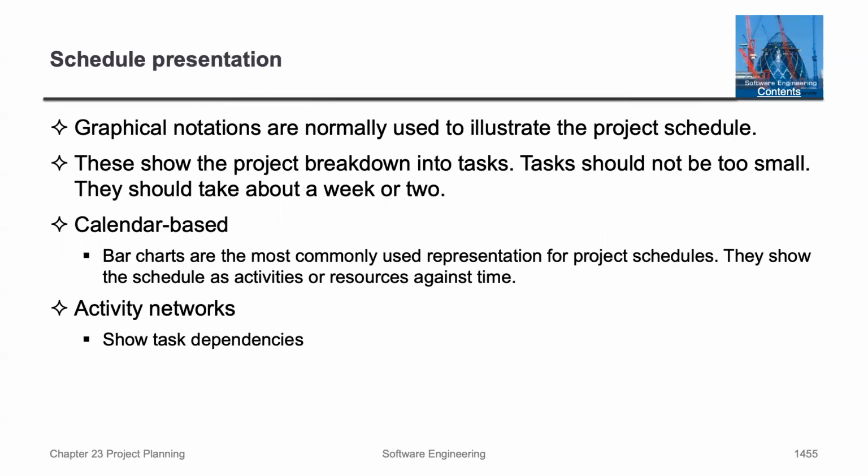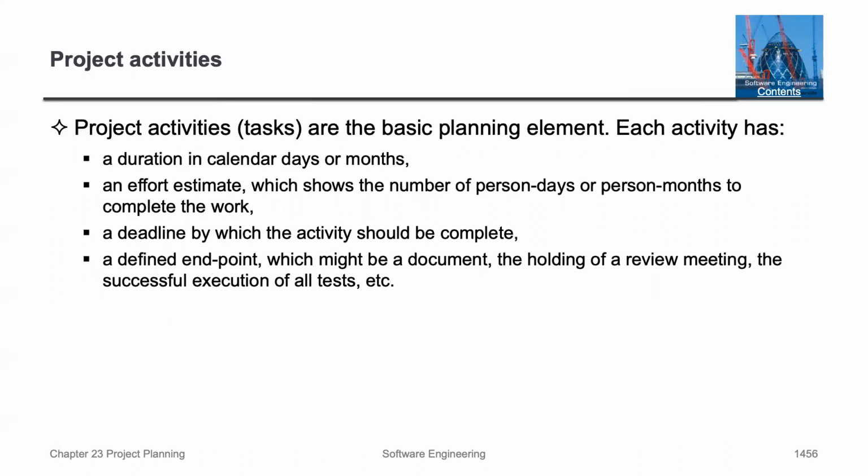For schedule presentations, graphical notations are normally used to illustrate the project schedules. These show a project breakdown into tasks. Tasks should not be too small, and they should take on the order of, say, a week or two. It can be calendar-based, where bar charts are the most common representation for project schedules, and there can also be activity networks showing dependencies.